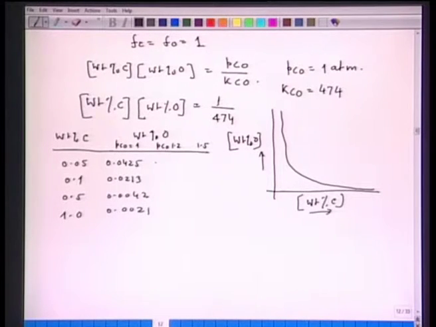0.0021. At PCO equal to 1.2 atmosphere: 0.051, 0.026, 0.0054 and 0.0025. At PCO equal to 1.5 atmosphere, I calculate 0.064, 0.032, 0.0064 and 0.0032. So, what this calculation suggests is that an increase in the partial pressure of carbon monoxide increases the dissolved oxygen content in steel.